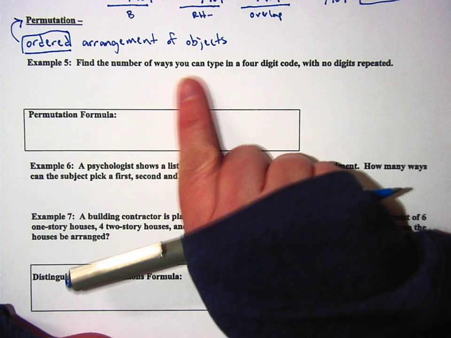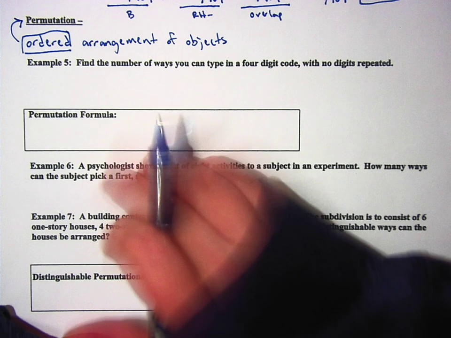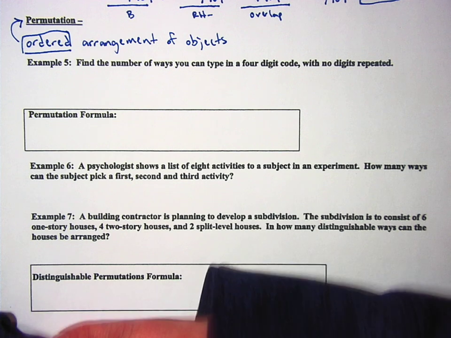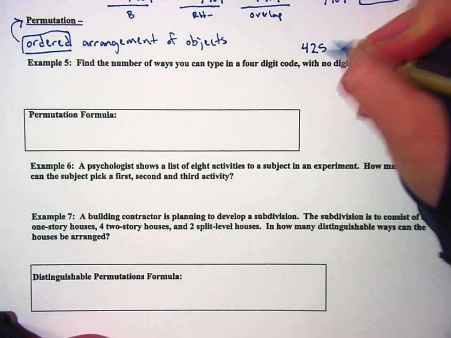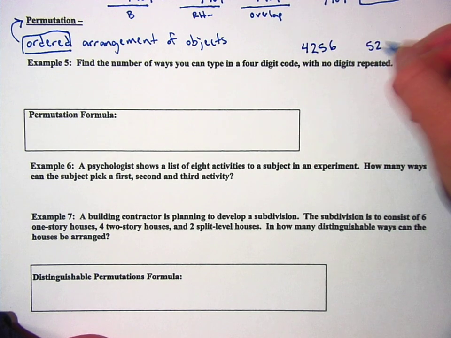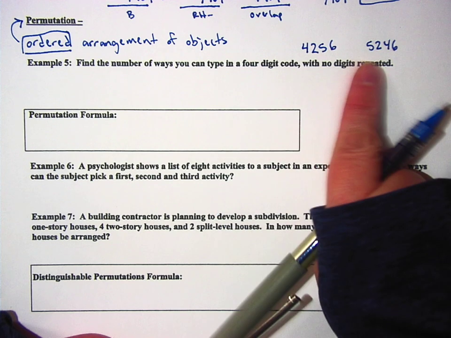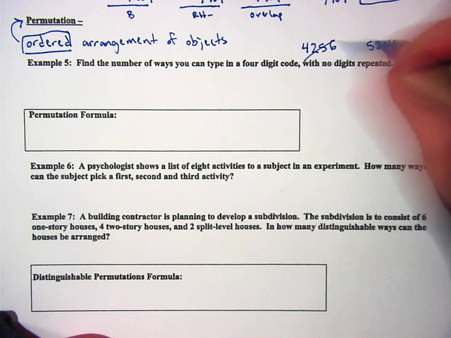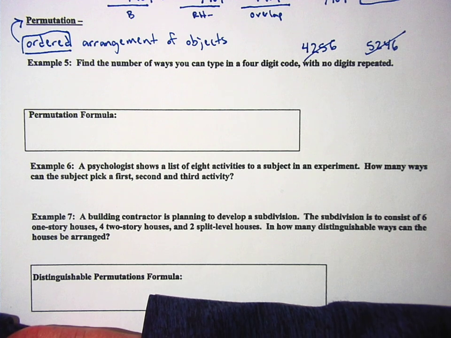Now, the reason why we care about the order with a code is if you're trying to get into your car with a code, or into your phone with a PIN, it's not like if somebody's code is 4256 that you could type in 5246 and get in. These are two different numbers because order matters in a code or PIN on your phone. Okay, I'm going to cross those out so you don't think they have anything to do with anything. Find the number of ways you can type in a 4-digit code with no digits repeated.